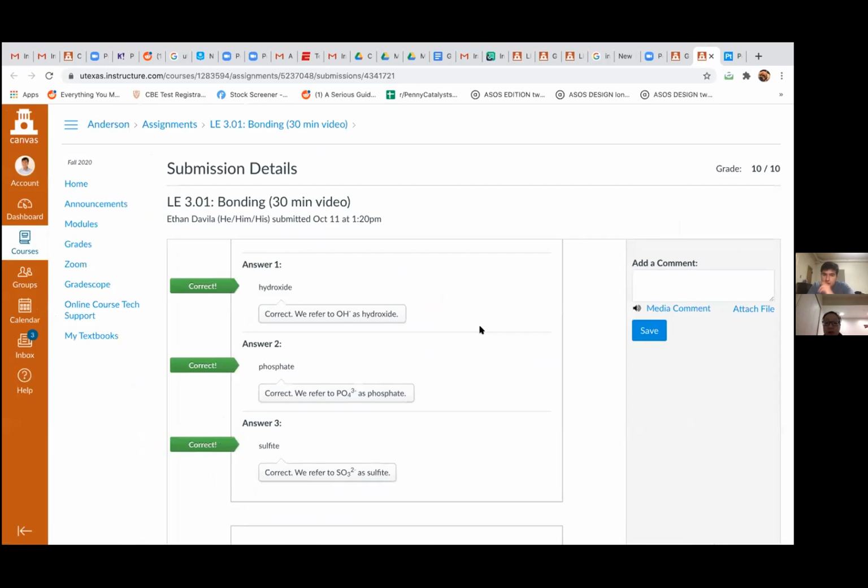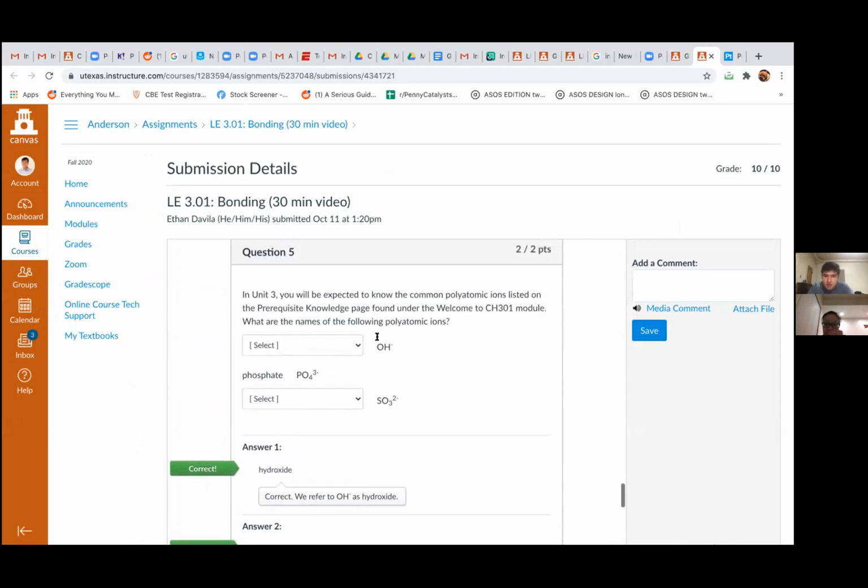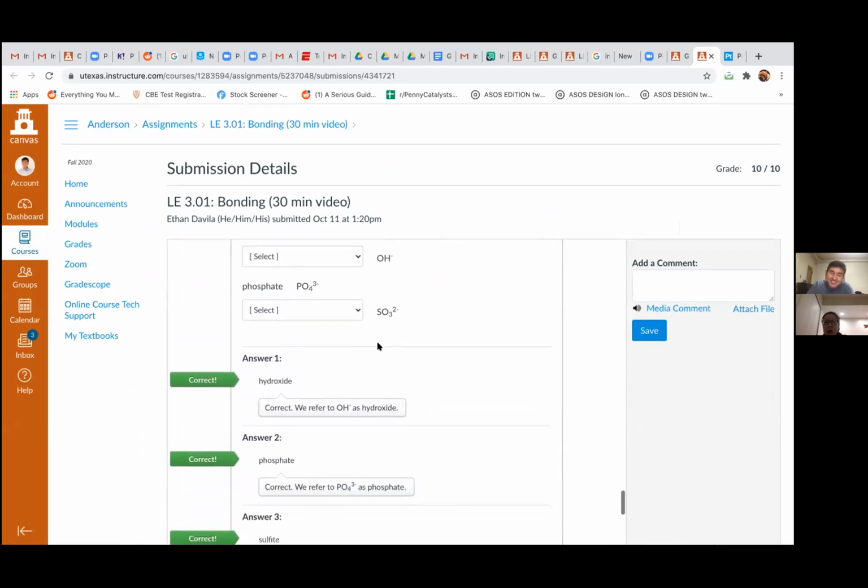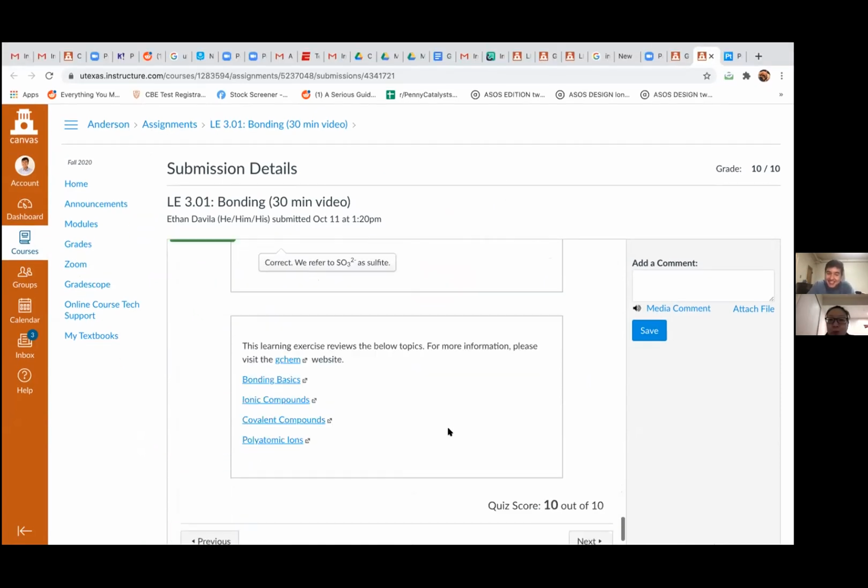These ones you just have to memorize, the polyatomic ions. Have you memorized them? No. Shame. I'll probably just Google it.